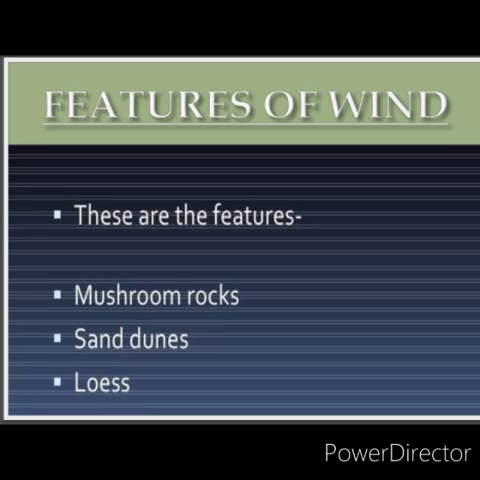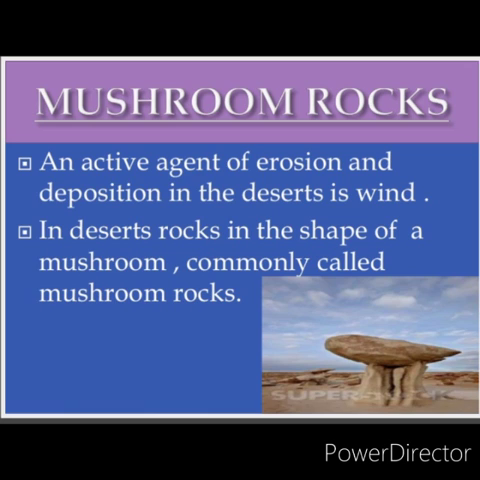What is the wind? The features of wind are mushroom rocks, sand dunes, and loess. Mushroom rocks: an active agent of erosion and deposition of the desert is wind. In deserts, rocks in the shape of a mushroom are commonly called mushroom rocks.